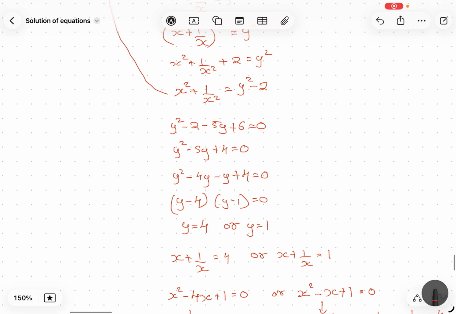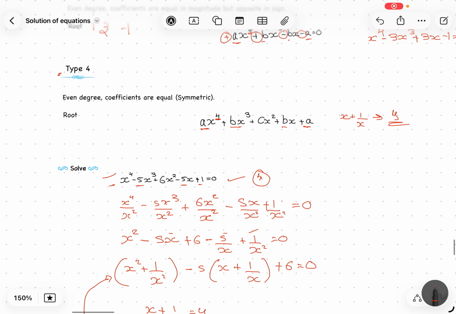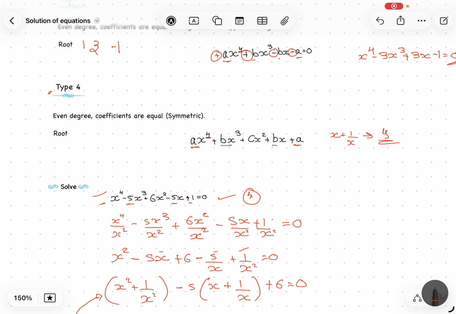This is the way how we solve a type 4 equations. I hope you guys have understood.